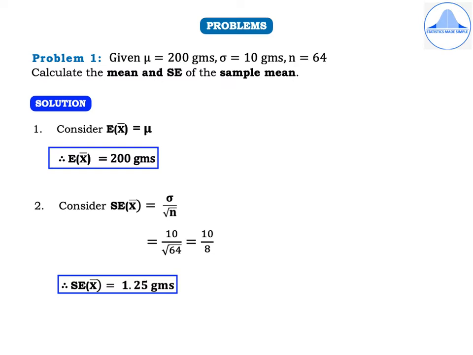Solution. First subdivision, consider E of x bar equal to mu. So this is the mean of the sample mean. Therefore, E of x bar is equal to 200 grams. Second subdivision, consider SE of x bar, which is equal to sigma divided by root n. So SE stands for the standard error. So substituting the values, you'll get equal to 10 by root 64, which is 10 by 8, or you get SE of x bar is equal to 1.25 grams.